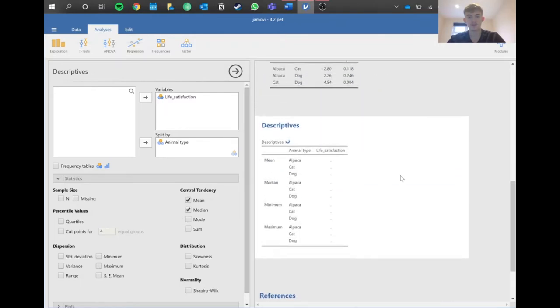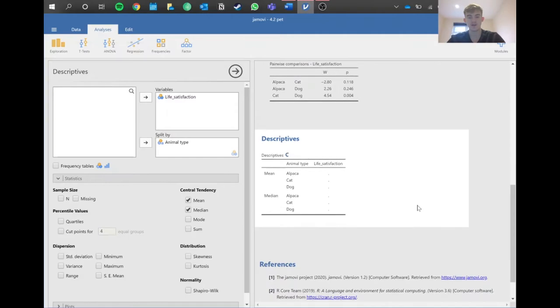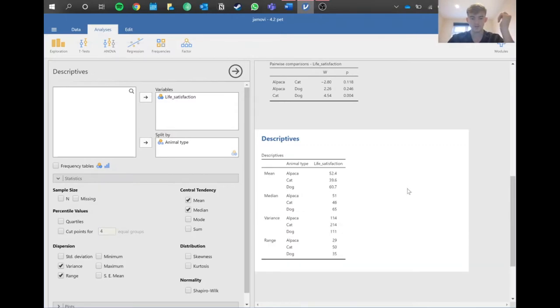And again, because this is a non-parametric test, we still want to report some descriptive data, but in this case we're going to report the median and something like the variance or the range, because it's a non-parametric test and the mean doesn't really give us much. Okay, so we've got our data here. So as you can see, in this case owning a dog gives you a higher satisfaction than owning a cat due to this higher value.